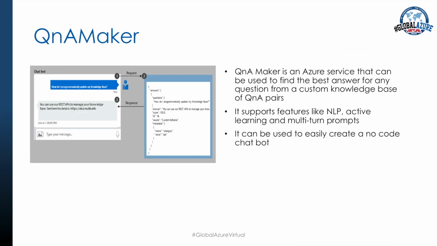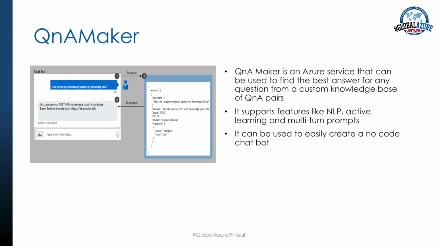Now let's start with the QnAMaker. If we look into the official definition of it, it says that it's an Azure service that can be used to find the best answer for any question from a custom knowledge base of QnA pairs. So what this means is that a QnAMaker has one or more knowledge bases, which is basically just a collection of question and answer pairs. Now this service can be used to ask any questions, and then it would find the answer for that question from this knowledge base. If it finds an answer for any question, then it would return that answer in a JSON format. Otherwise, it would just return some default response like no answers found.